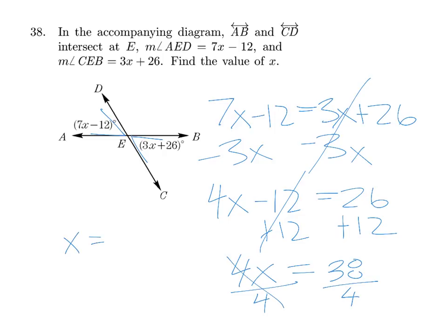All right, so x goes in there 9 times. We're going to have 2 fourths left over. So x is equal to 9.5. Done.